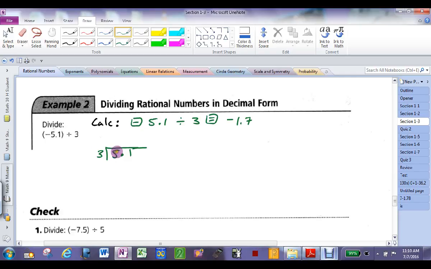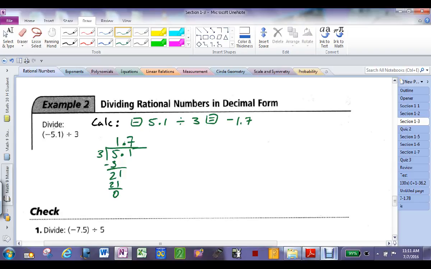How many 3's go into 5? 1. 5 minus 3 is 2. Bring down the 1. How many 3's go into 21? 7. 21, no remainder. How many decimals were in the question? 1. How many decimals need to be in the answer? 1. So it's 1.7. Everyone remember that?